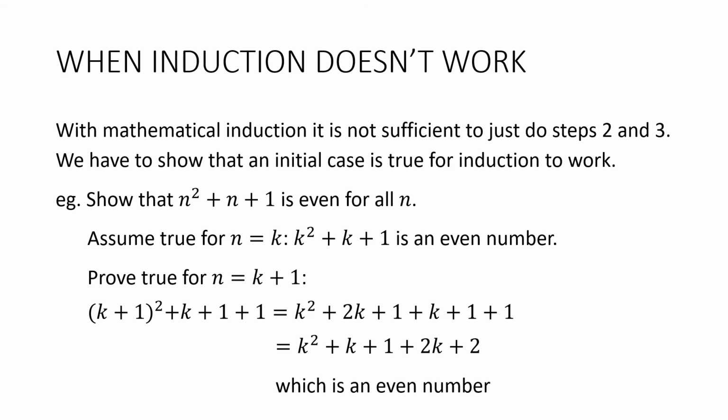There's just one thing wrong with this. It's not true at all. Put in, say, 1. 1 plus 1 plus 1 is 3. It's not even, it's odd. Do you see? So we don't have a base case to build upon. We've proved that if we've made this bogus assumption, then we can prove that the next one is true. But this is not correct.